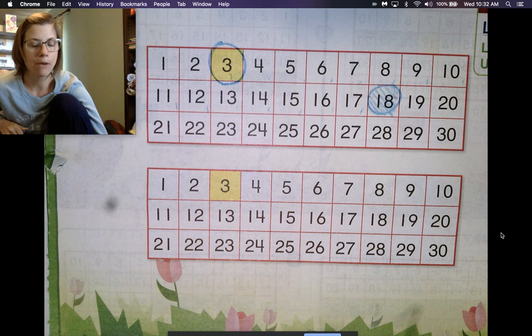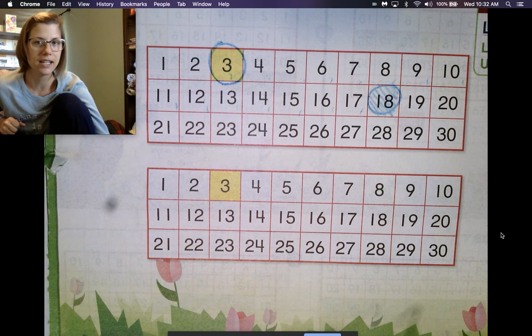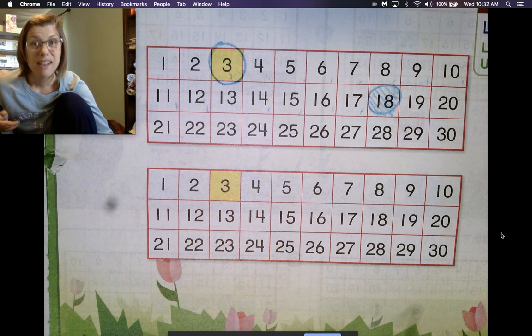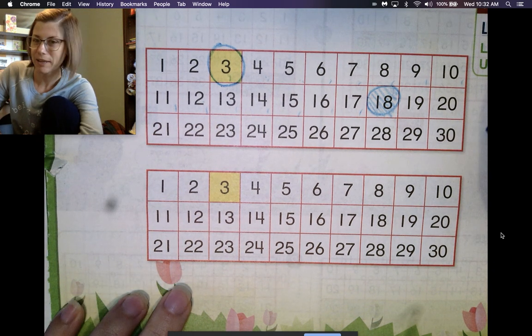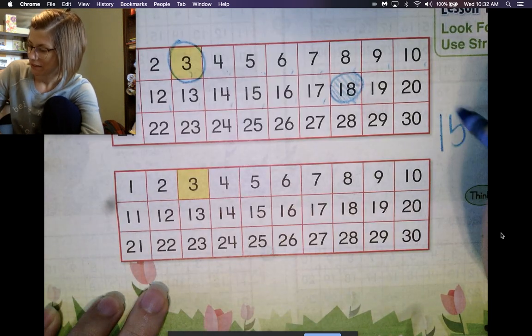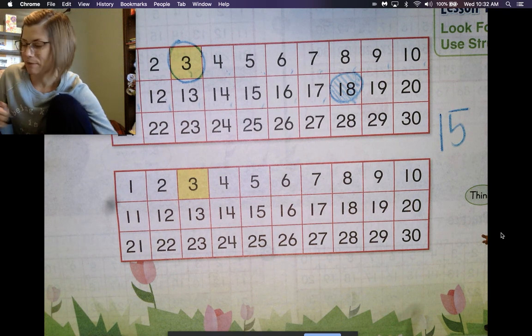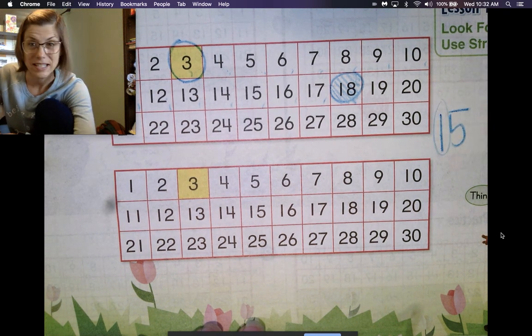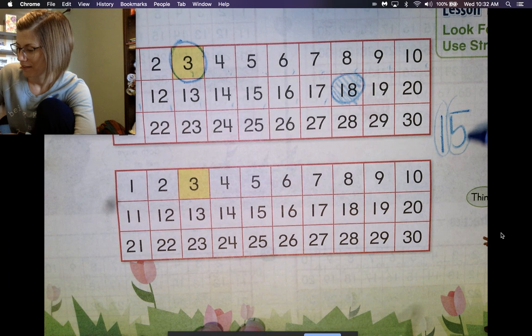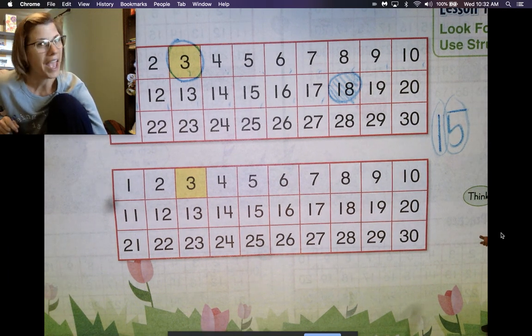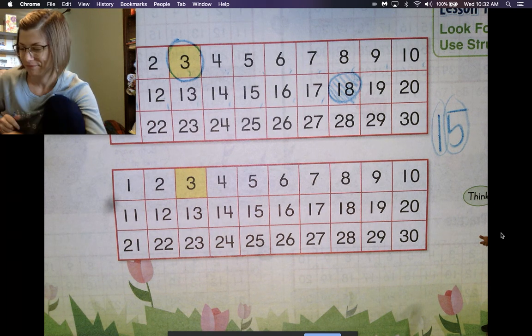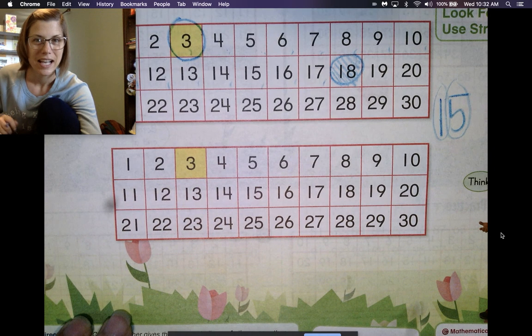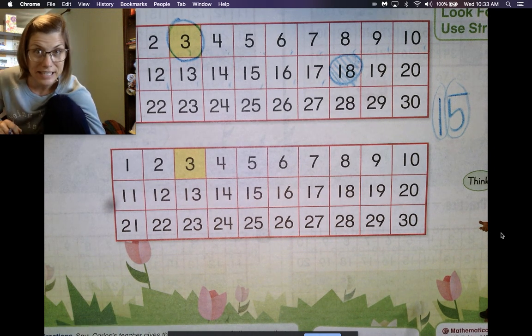This time, I want to see if we can get to number 18, not counting just by ones, because I had to count 15 steps. If I'm counting 15 steps, that means I'm counting 10 and 5. And I'm going to show you how to do that. Are you ready? Watch this. Starting on number 3, I'm going to first count 10 steps.